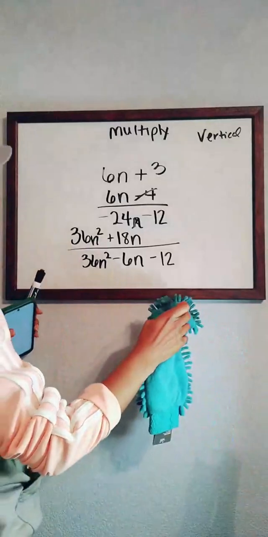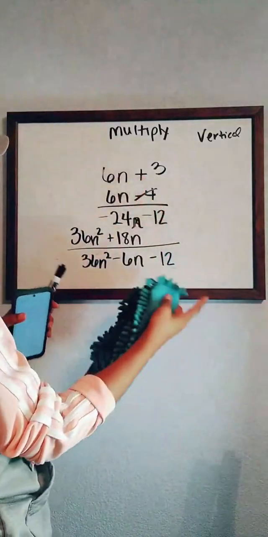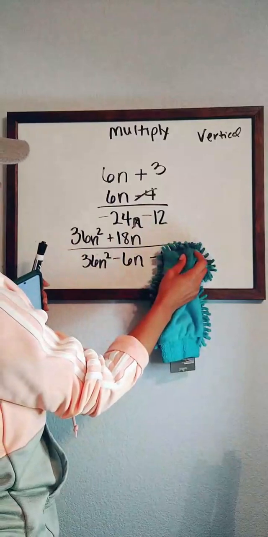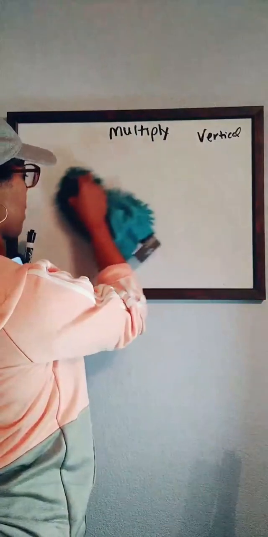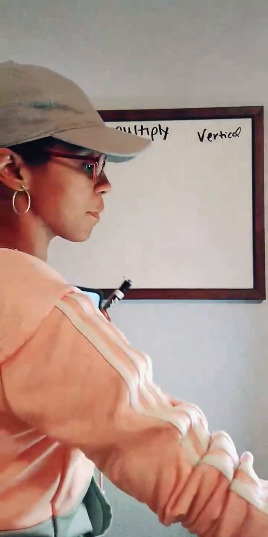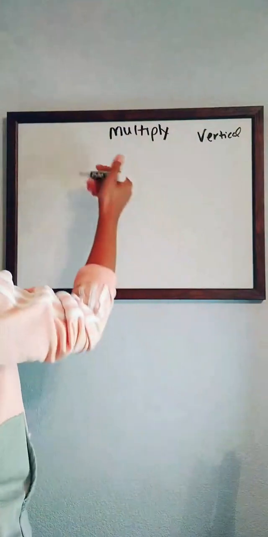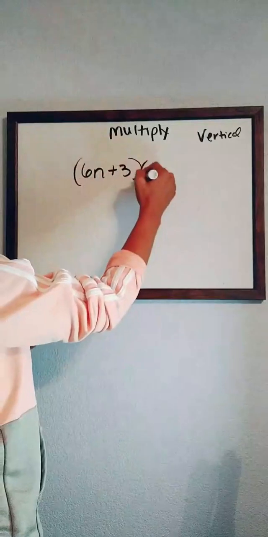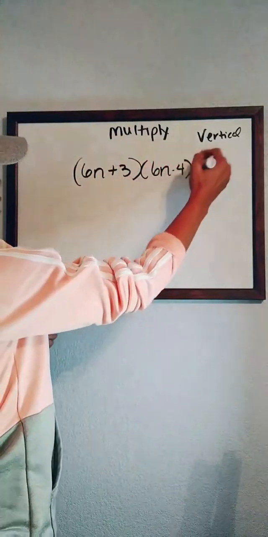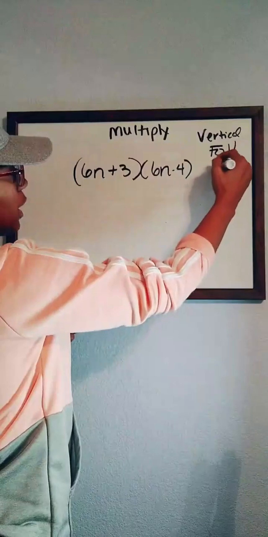Yep. A lot of us learn FOIL. So let's do this the way with FOIL. 6n plus 3 times 6n minus 4. And then I'm going to multiply another one. So we got 6n plus 3 times 6n minus 4. So you got the FOIL and you got the box.